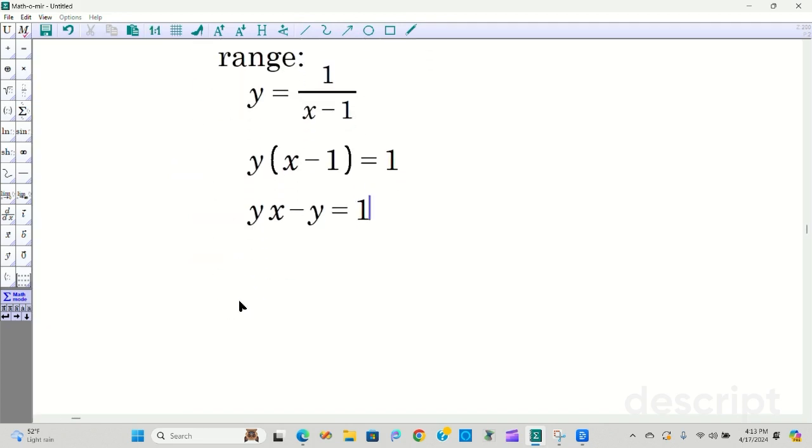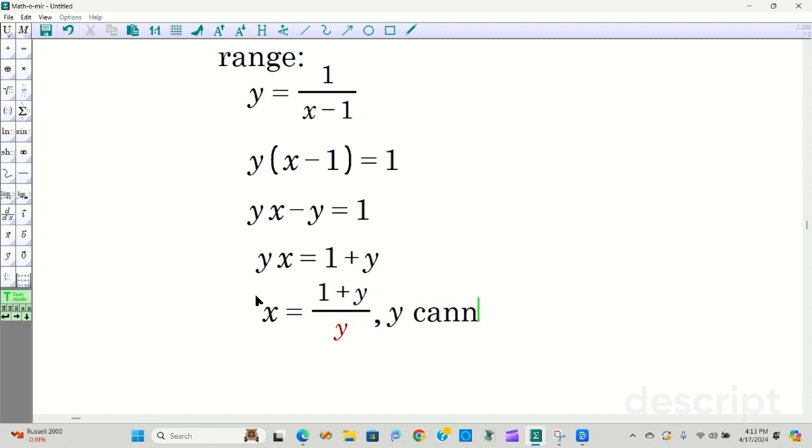Let me zoom in on this a little more. Alright, so then you're going to have yx equals 1 plus y, move the y over, and then divide by y, so x equals 1 plus y divided by y. Why do you want it in this form? Look, there's a y on the bottom, right here, correct? You want to see that because that tells us the following. y cannot be 0 for that reason. It's not part of the range because it gives you division by 0 if you solve for x.